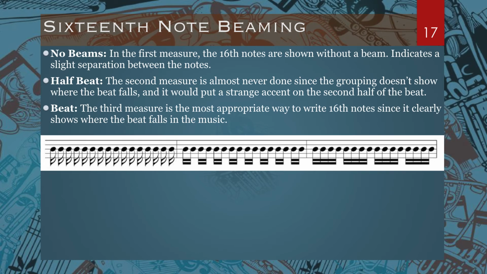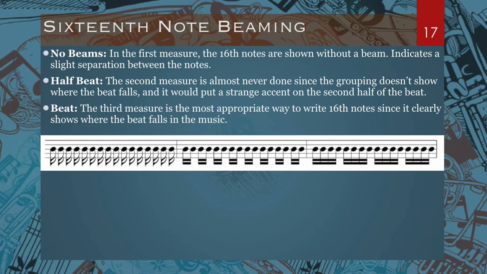Sixteenth note beaming follows the same principles as 8th note beaming. In the first measure, the 16th notes are shown without a beam. It indicates a slight separation between the notes. In the second measure, this is a very uncommon way of beaming 16th notes, but this would show half the beat, and it might be useful for a composer who really wants to accent the first part of the beat and the middle of the beat. But it would probably never actually be done unless the time signature warrants a division of the beat like this.